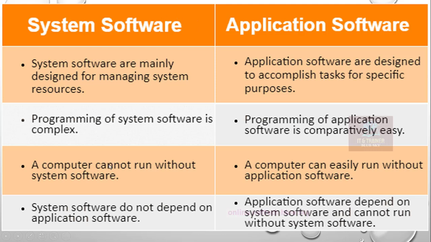Now understand application software. Application software is designed to accomplish tasks for a specific purpose. It is a special purpose software created for designing systems or applications. For example, WhatsApp, which you are using, is for a special purpose only: communication, social networking, sharing files and messaging. For this reason it is a type of application software.